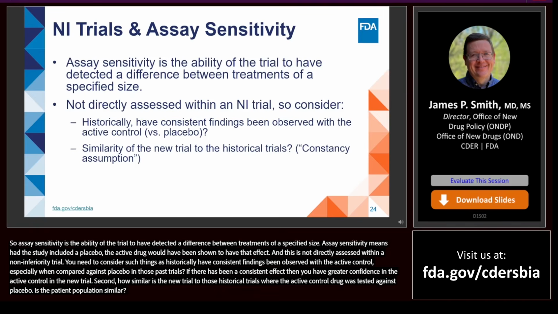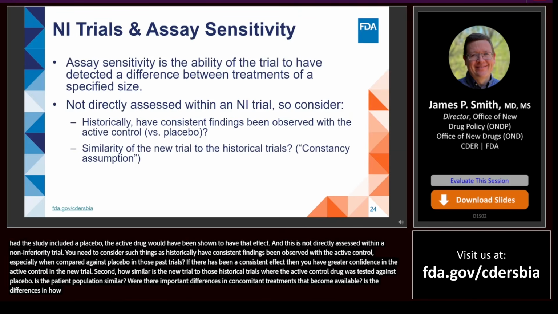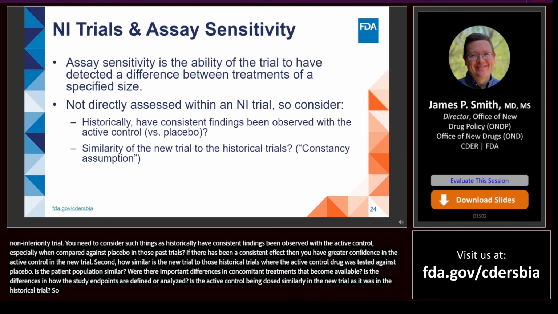Is the active control being dosed similarly in the new trial as it was in the historical trial? So these are things to consider because you're making an assumption that the active control's effect is constant between the new trial and the historical trials. And that's referred to as the constancy assumption.